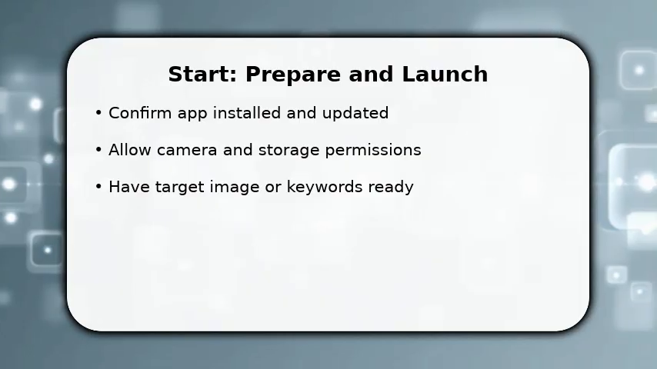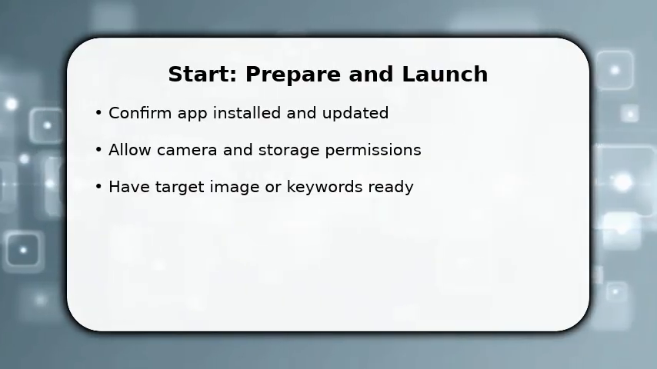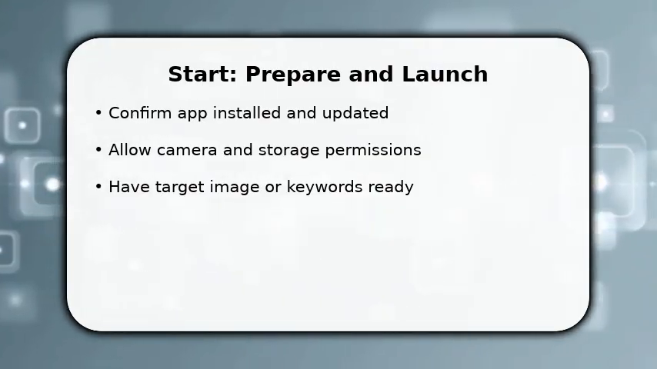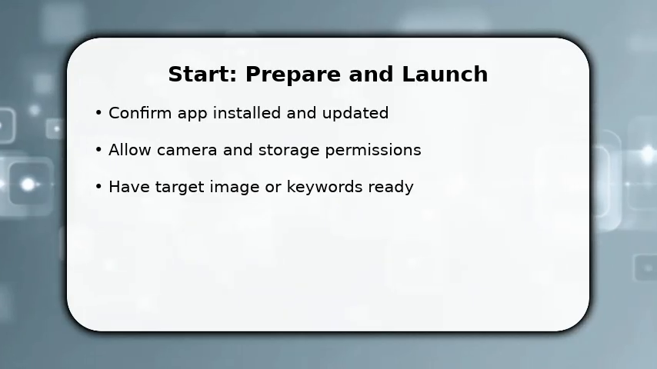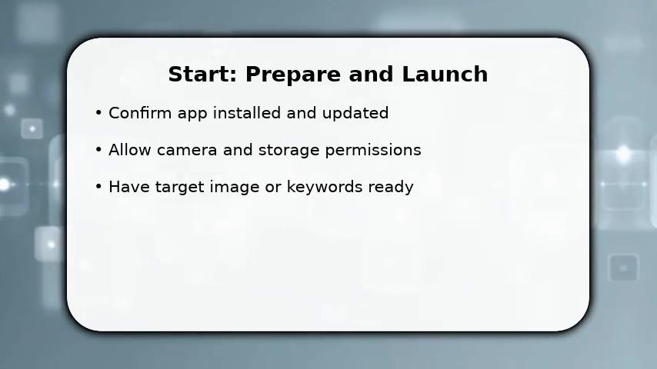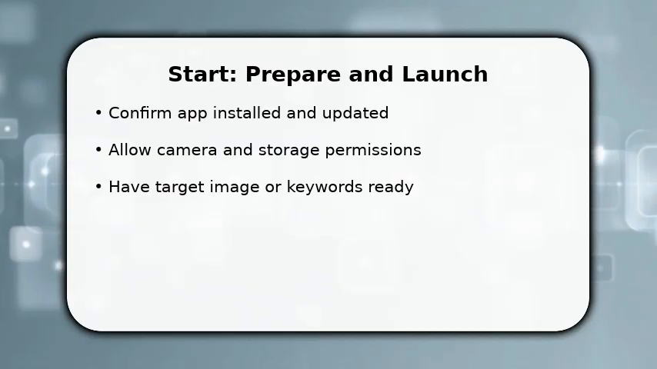You start by opening Image Search Man and giving it the permissions it needs. This lets the app access photos and capture new shots. Once done, choose whether you will upload an existing image or take one with the camera.